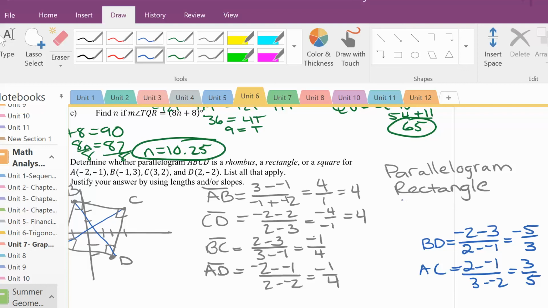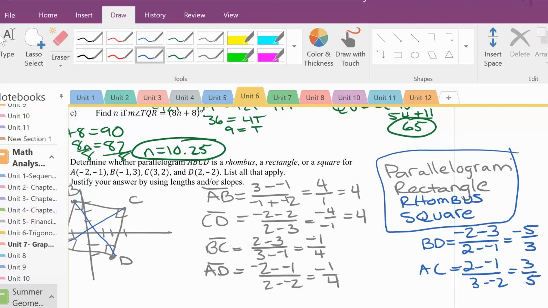So that means it is a rhombus, since the diagonals are perpendicular. And since it's a rectangle and a rhombus, it is a square. So there you go. So it's all of them here.